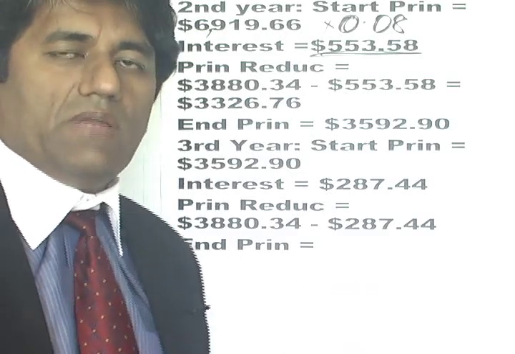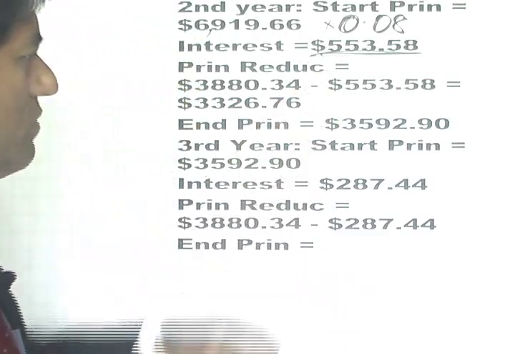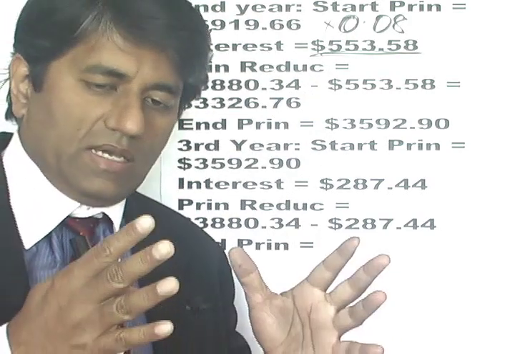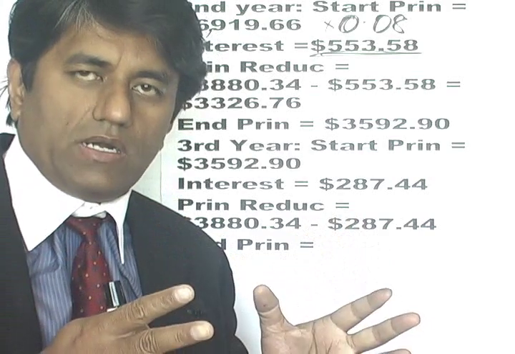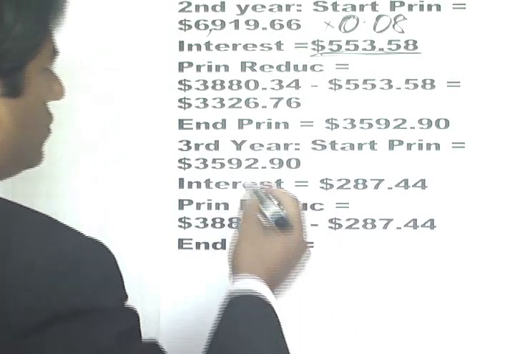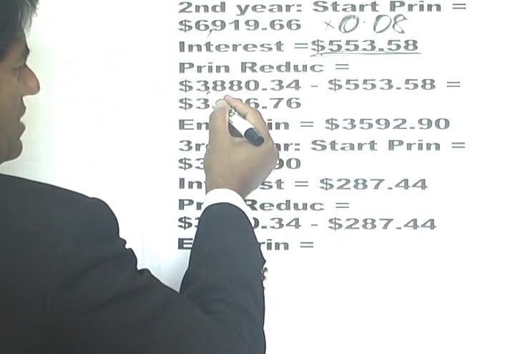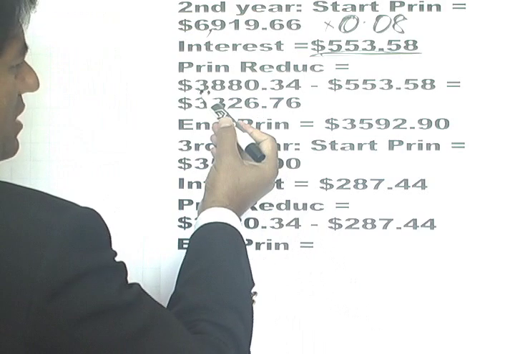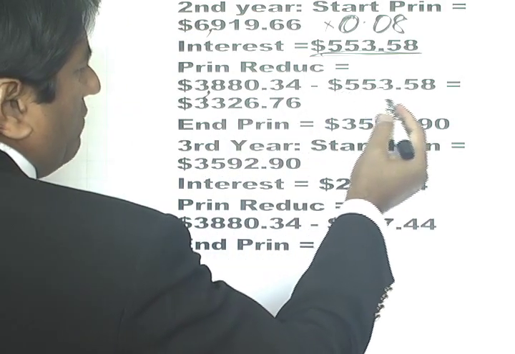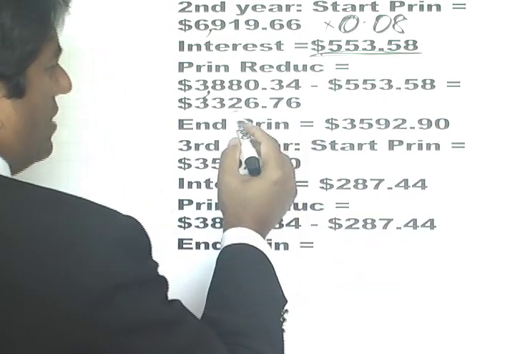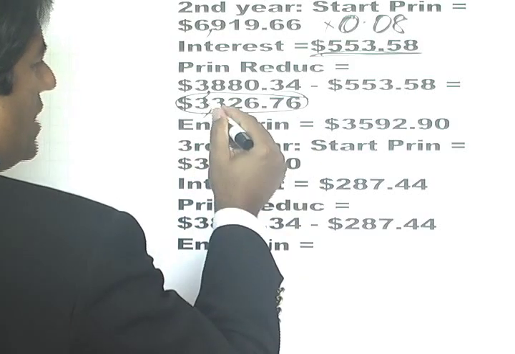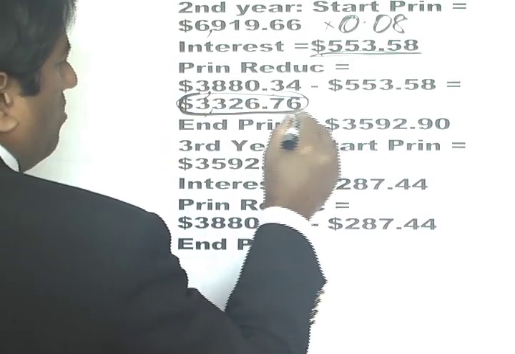So the interest payment for the second year is $553.58, which makes the principal reduction equal to the amount which the borrower repays, minus the interest payment. So that is going to be, again, the borrower repays the same amount the second year, which is 3,880 and 34 cents, minus the interest amount, 553 and 58 cents. So that gives you $3,326.76. So this is the principal reduction.